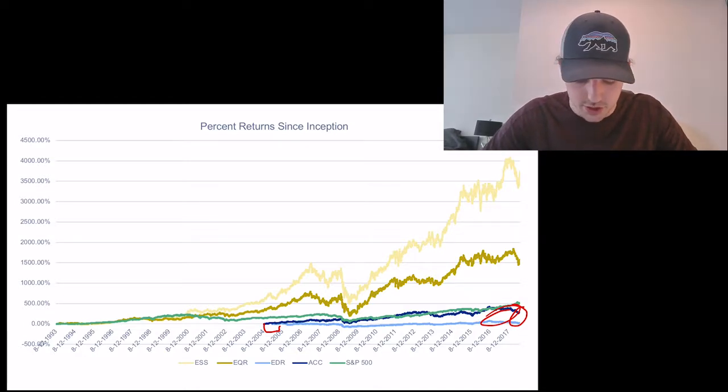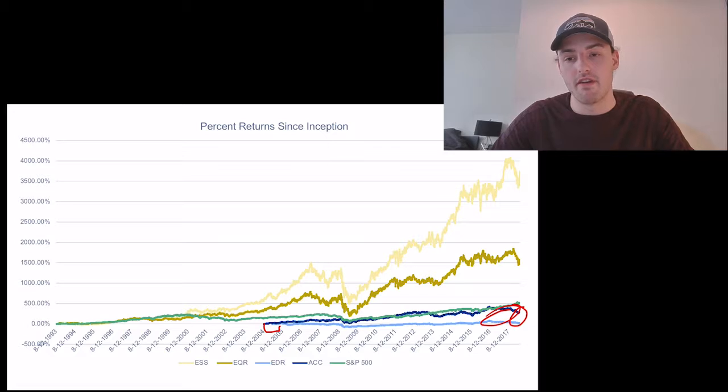But instead, we're going to shift our focus to the residential housing real estate investment trusts of ESS and EQR, in comparison to the S&P 500.